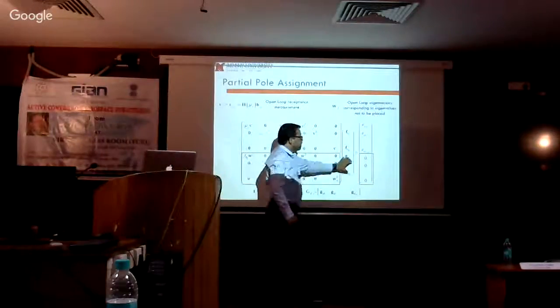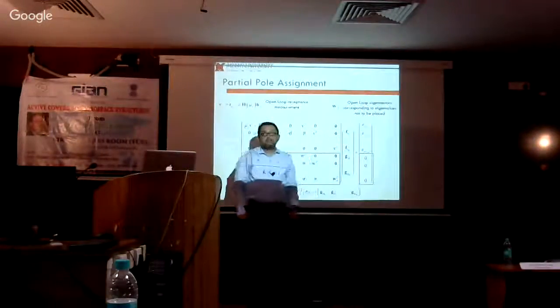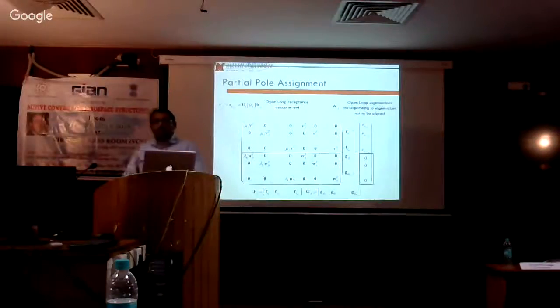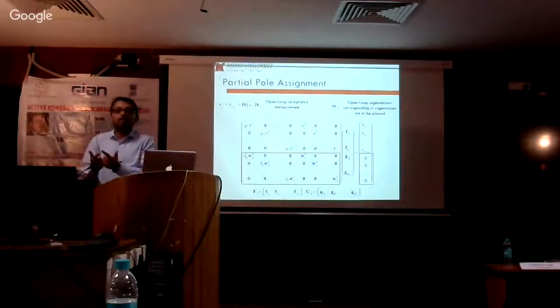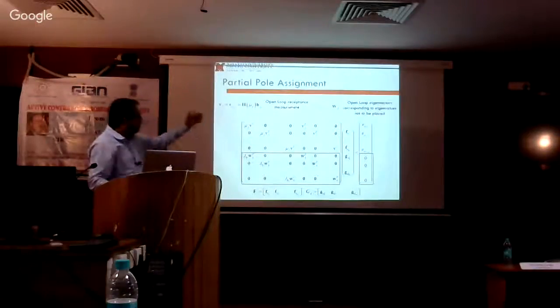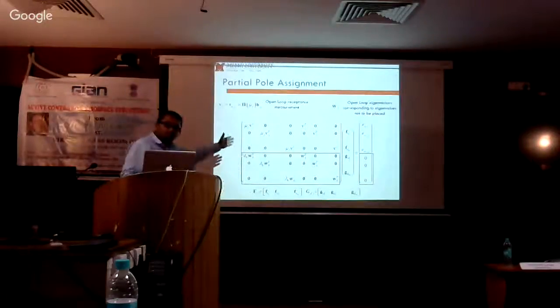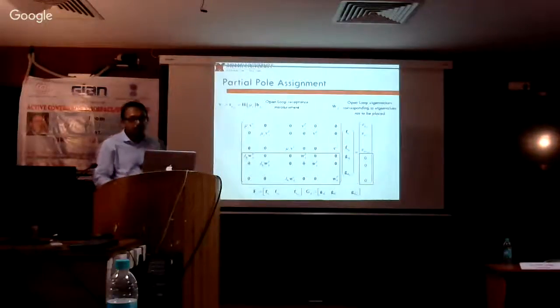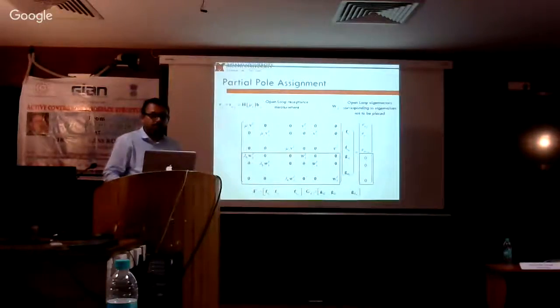It enforces the condition using the eigenvalues and eigenvectors of the retained modes. And then you can solve. It's still a square system. You can solve it for the control gain.